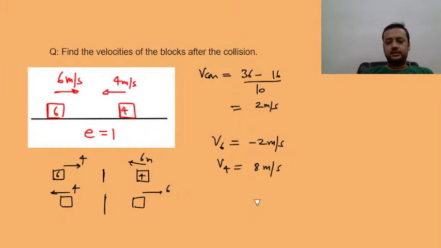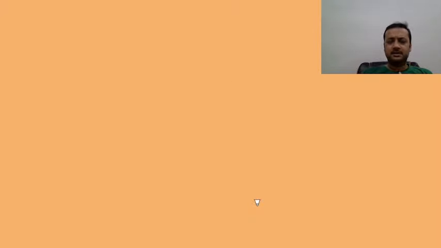Now let's go into the reason why this method works. See, the basic concept is that in the center of mass frame, the linear momentum of any system is always zero. This is a very, very powerful rule. What I'm saying is, in the center of mass frame, the linear momentum of any system is always zero.